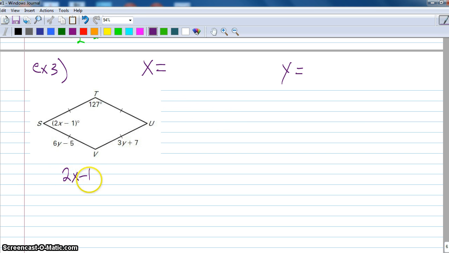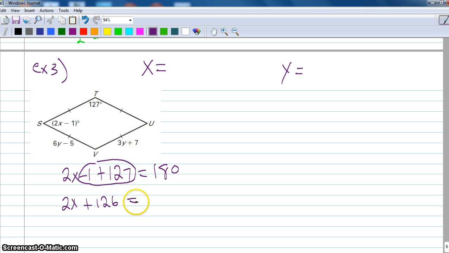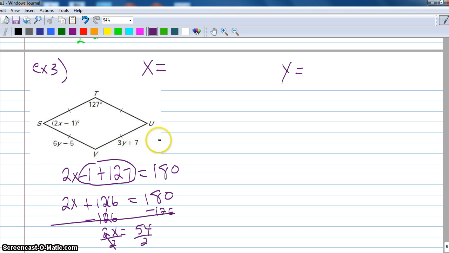So 2x minus 1 plus 127 equals 180. And combine this, negative 1 plus 127. That is 2x plus 126 equals 180. Subtract the 126. 180 minus 126 is 54. Divided by 2. And x is 27.